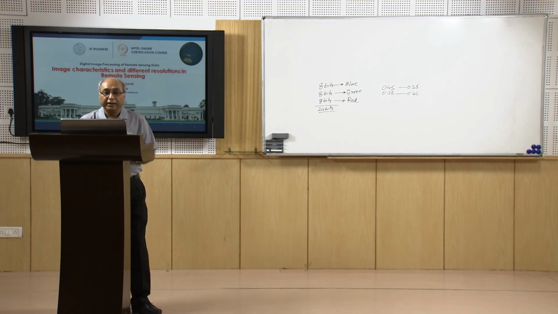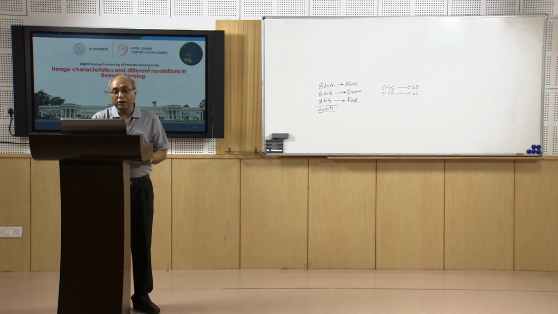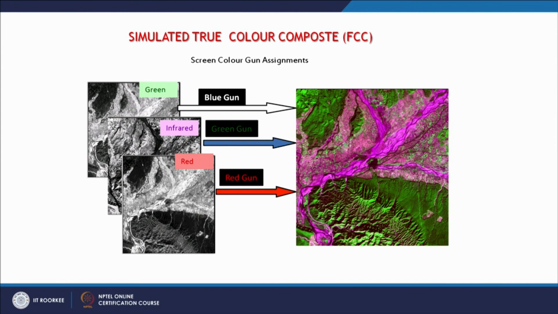Another one is the simulated true color composite. Here it is tried to create a true color composite image rather than a false color one. In this, the first one is the same, the green band is assigned blue color, whereas instead of the red band, here we have the infrared band, which is assigned green color, and the red band is assigned red. So between red color and green color there is an interchange, and that interchange may bring an image where the vegetation is appearing as green.